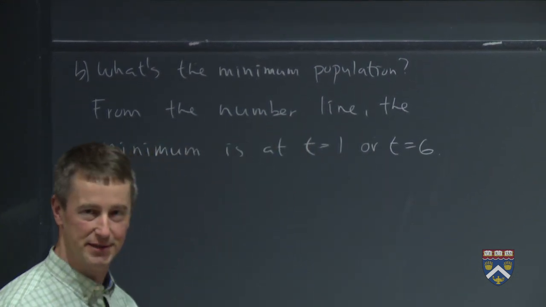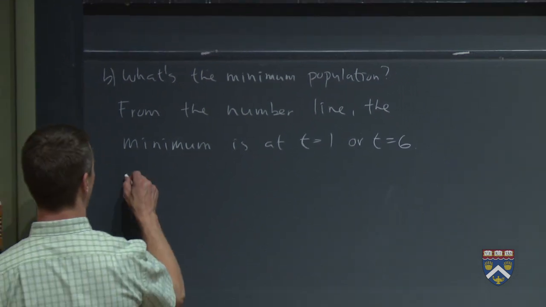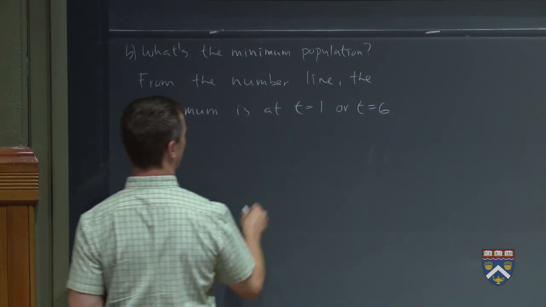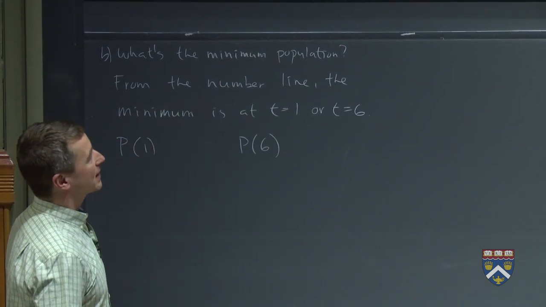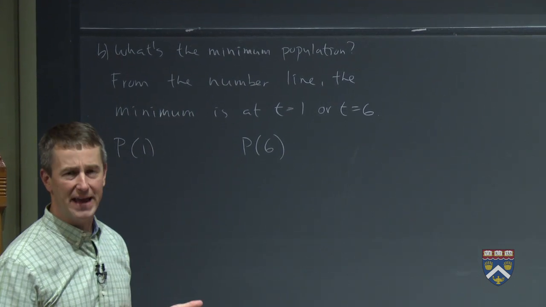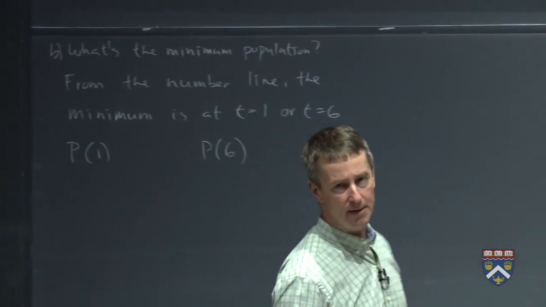So how will we decide which it is? We'll do the same thing as we did to find the maximum. We want to compute P of 1, and we want to compute P of 6. And as usual, let's try to think about what a reasonable answer is in advance so that we're more likely to find out if we made a mistake.